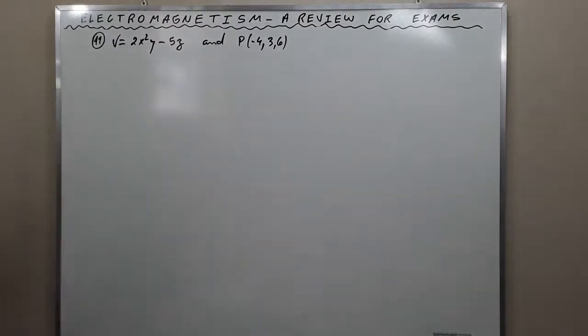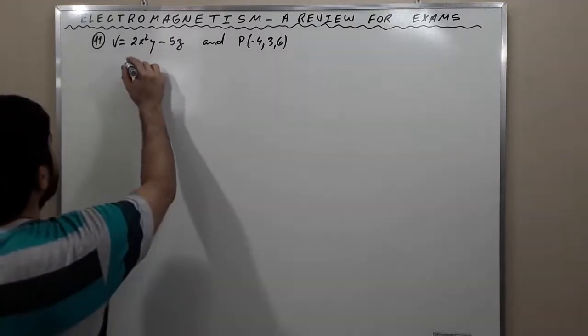Exercise 11. Given the potential field V equal to 2x squared y minus 5z and the point P, negative 4, 3, and 6, find at P, letter A, the potential V, letter B, the electric field E, letter C, the electric flux density, and letter D, the volume density of charge. Okay, so let's go to letter A now. The solution.